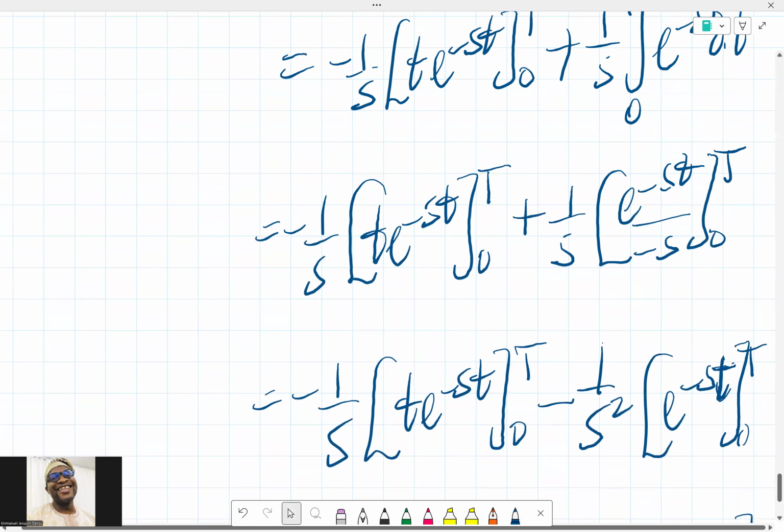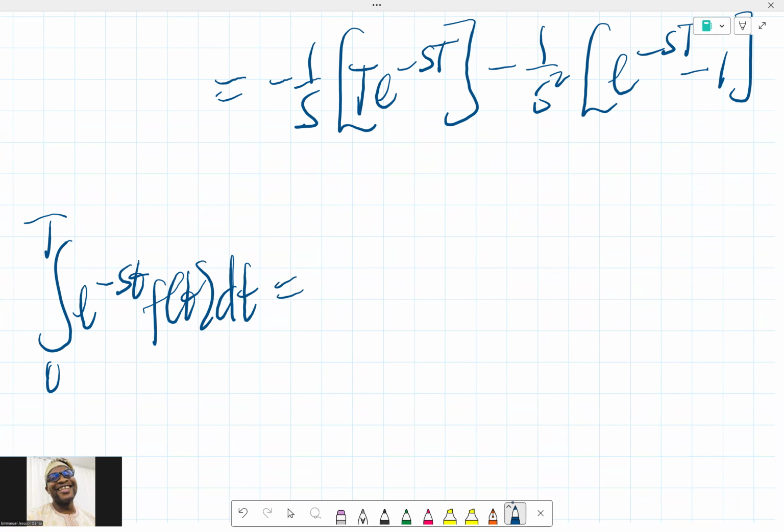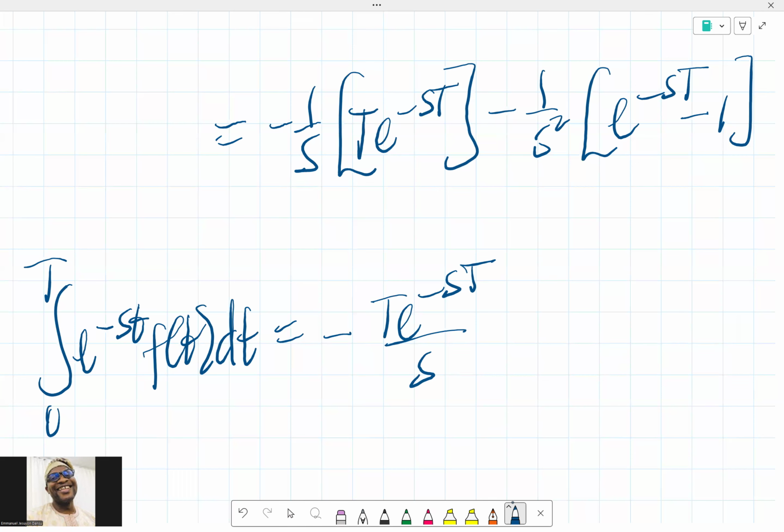So again, we have the integral from 0 to T of e raised to the power minus st f of t dt, and that is simply the same thing as minus T e raised to the power minus sT all over s, minus, here plus can go in, so we can have this to be minus e raised to the power minus sT minus 1 all over s squared. So we can have it that way, and then try to tidy up all of that.